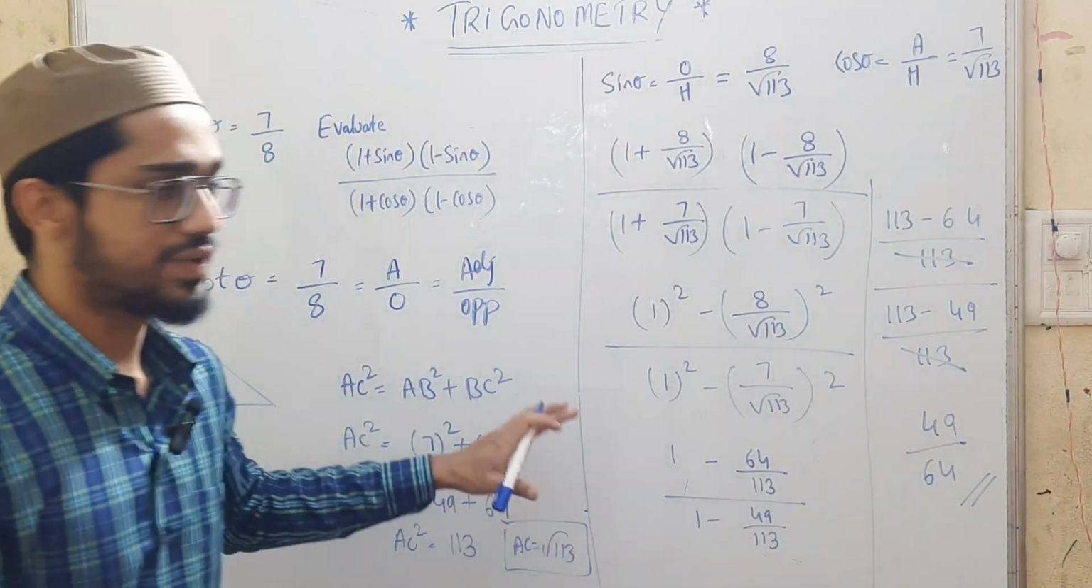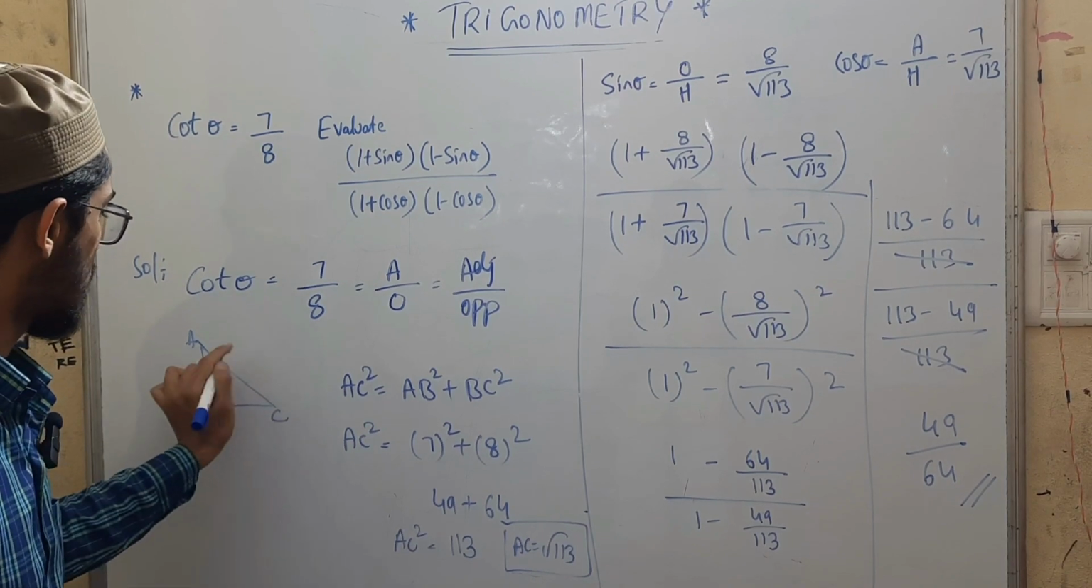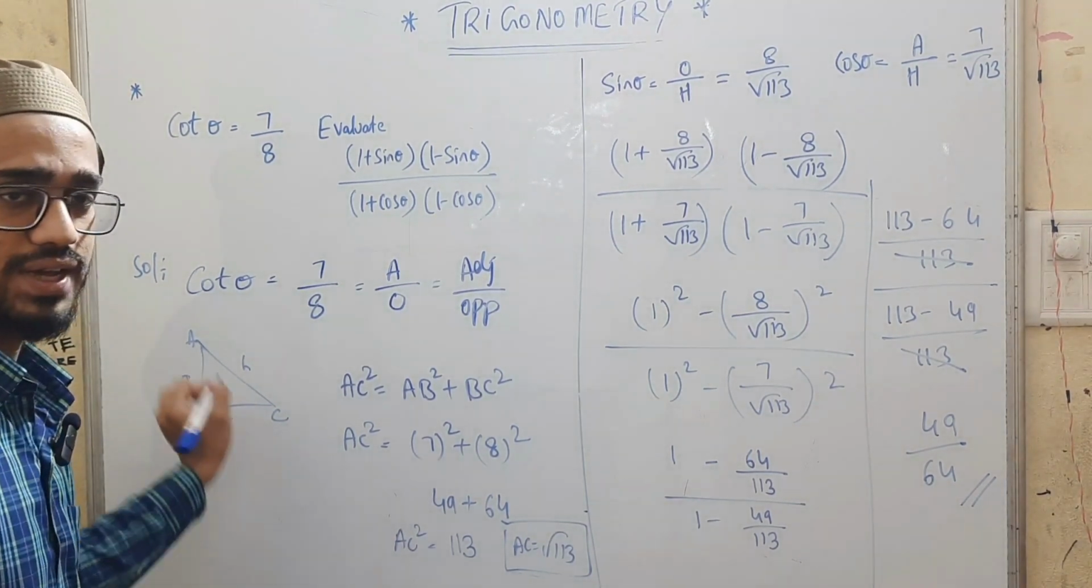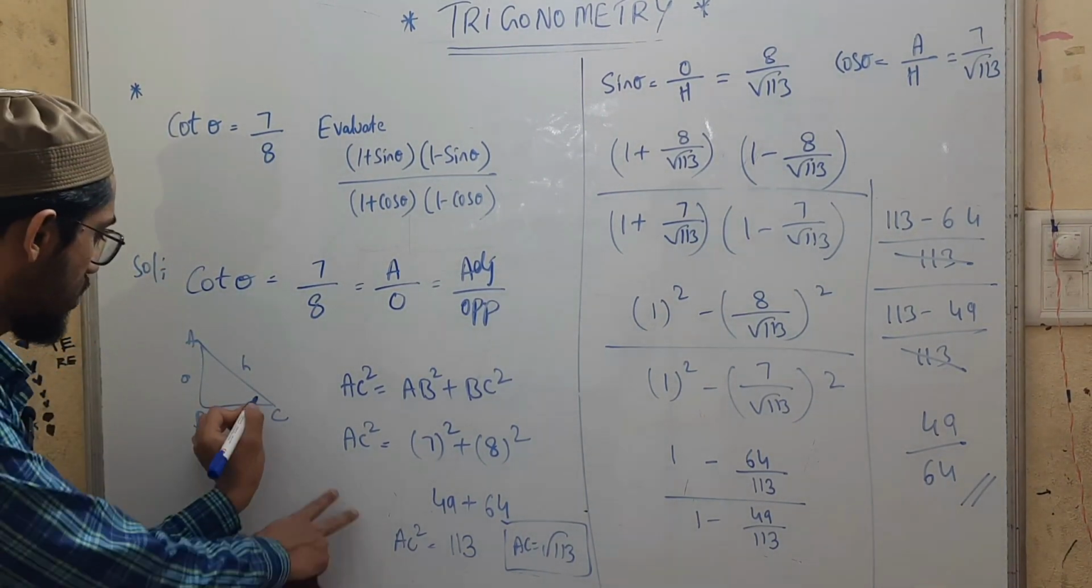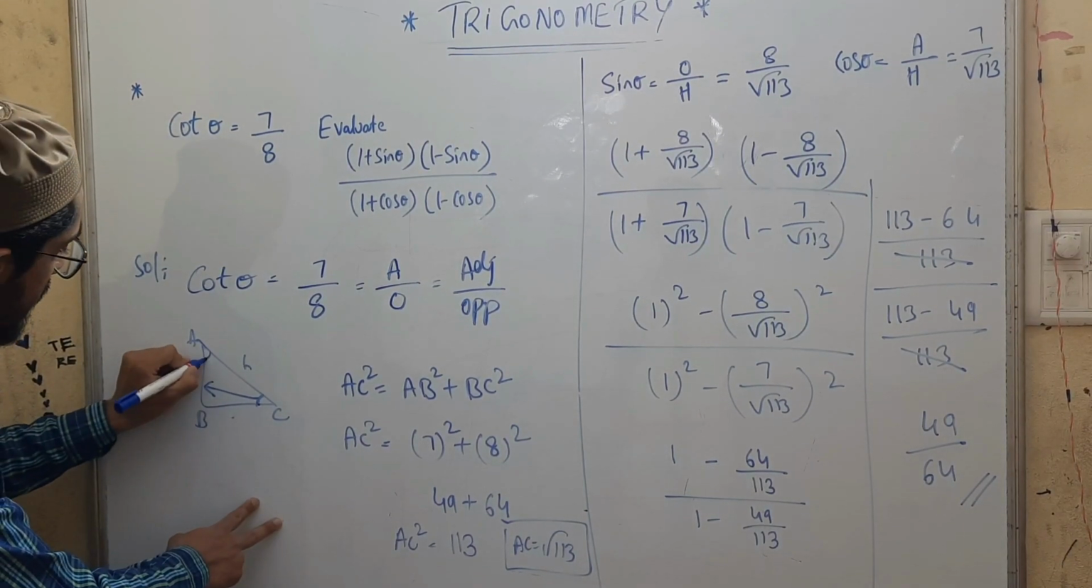If you have to solve this problem, you need to know the sides and angles very well: what is the hypotenuse, what is opposite, what is adjacent. One more thing, when your angle is here, this will be your opposite, but when our angle is here, this will be opposite.